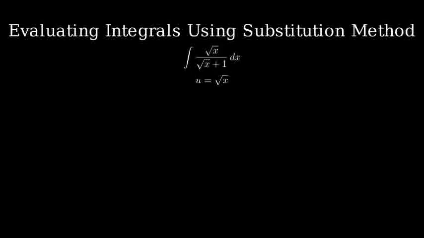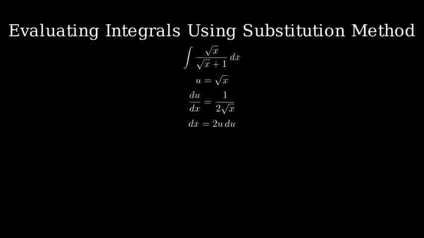In this case, let's choose the substitution u equals the square root of x. This will help us transform the integral into a simpler form. Let's differentiate both sides of this equation with respect to x to express dx in terms of du. The derivative of u equals the square root of x with respect to x is 1 over 2 times the square root of x. So du equals 1 over 2u times dx, which gives dx equals 2u du. This allows us to express dx in terms of du.